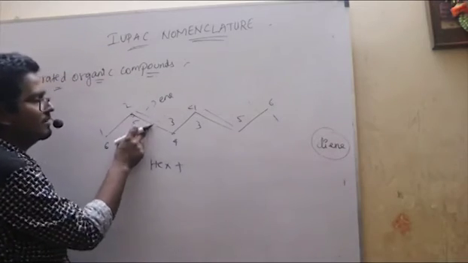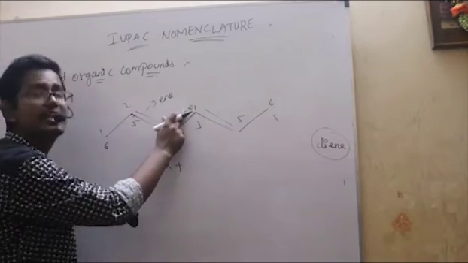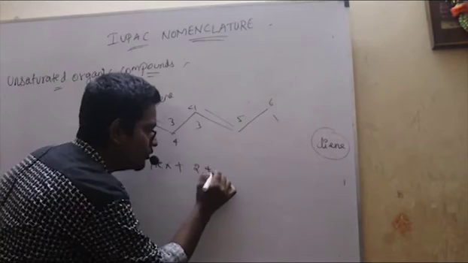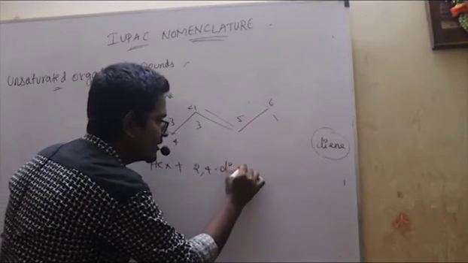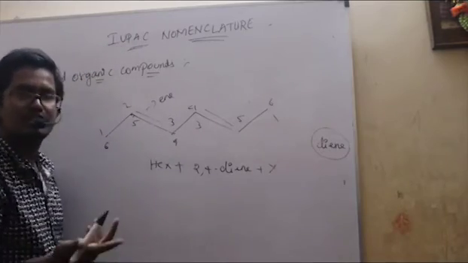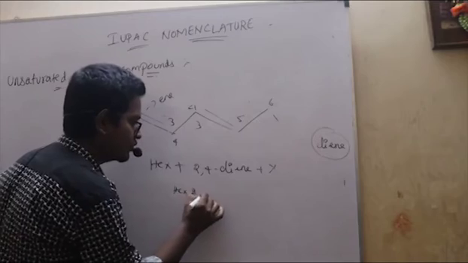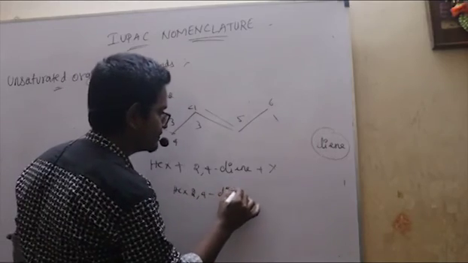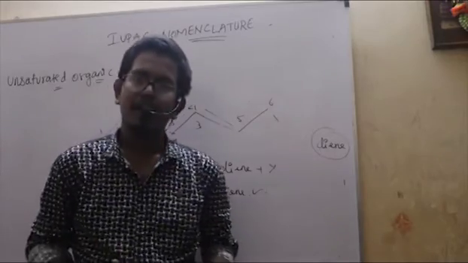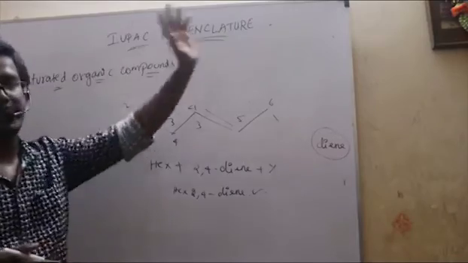So you can see here, we should give the numbering: at the second carbon it is present, and at the fourth carbon too it is present. Then we should write 2,4-diene, plus no secondary suffix, because here there is no functional group. Then what is the name for this compound? Hex-2,4-diene. So it is how we should give the numbering, and it is how we should write the name for an unsaturated organic compound.